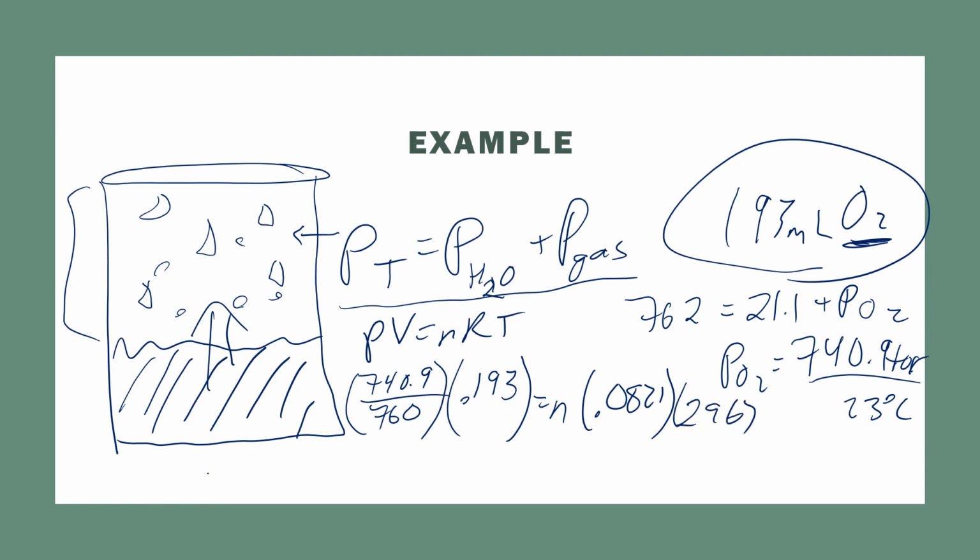Now that we have everything in the correct unit, we can solve for the number of moles. And you get that there was 0.00774 moles of O2 collected. So that's kind of how we would use Dalton's law and the ideal gas law to find different information about this particular experiment.